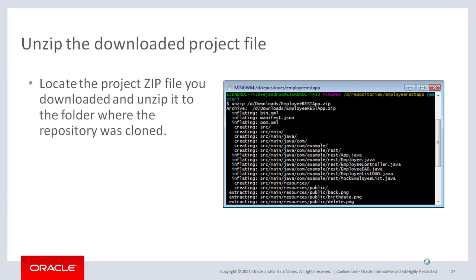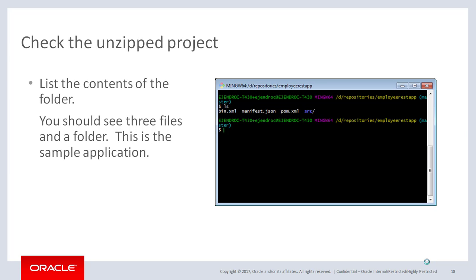Download the project zip file from the location indicated in the lesson, locate it, then expand it in the folder that contains the .git file where the repository was cloned. List the contents of the folder. This shows the sample application.